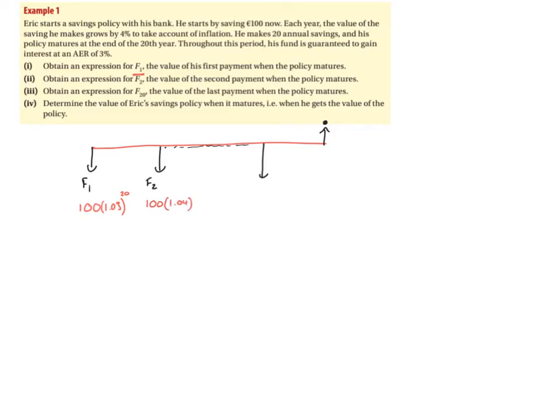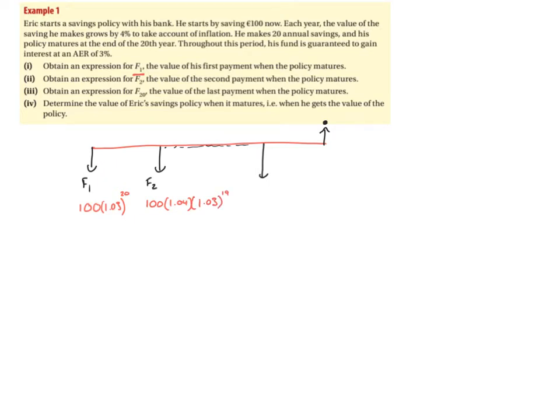But then what you've got to remember now is that this now is going to move to here. And instead of moving 20 times at 3%, it's going to move 19 times because it's one less than this payment here. So this now is going to be multiplied by 1.03 to the power of 19. So everybody happy with that?